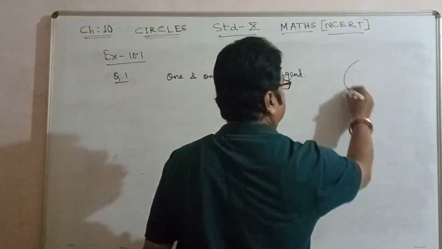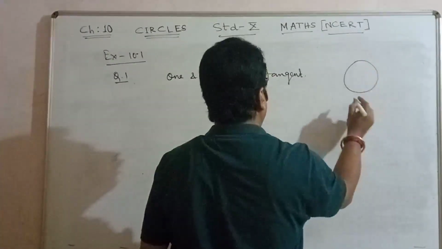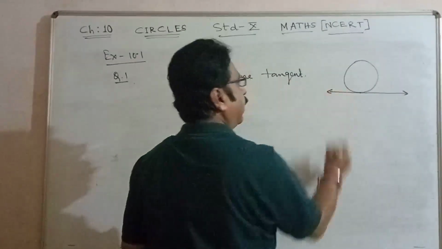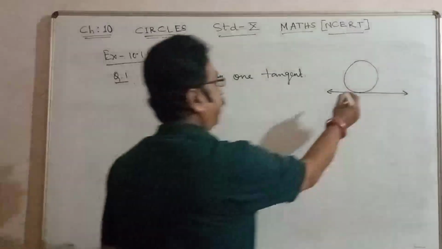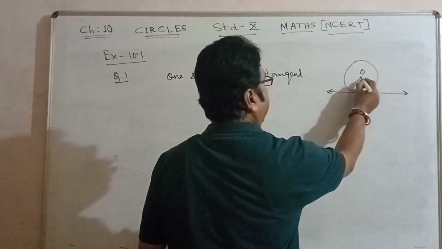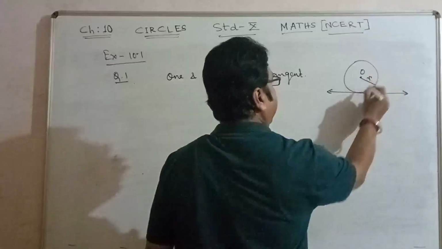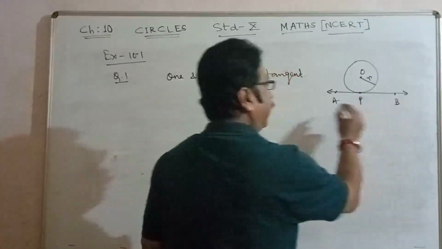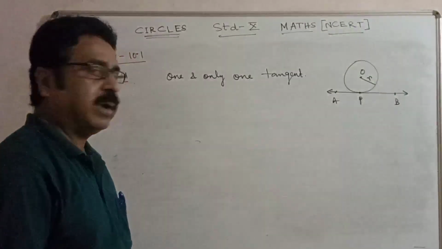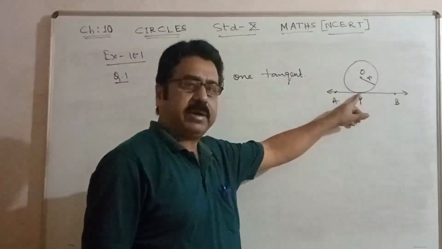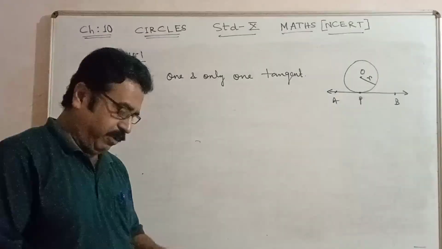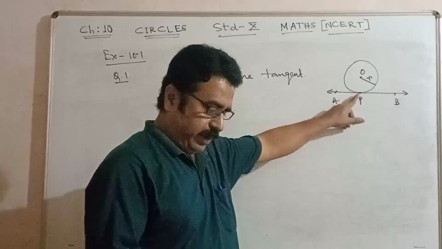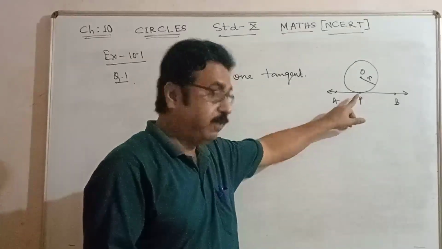Because suppose this is a circle, this is a point, only one tangent we can draw for a circle. Suppose this is radius, this is point of contact P, this is tangent AB. One and only one tangent can be drawn through this point of contact P. Question was, how many tangents can a circle have? For one point, one tangent a circle can have.